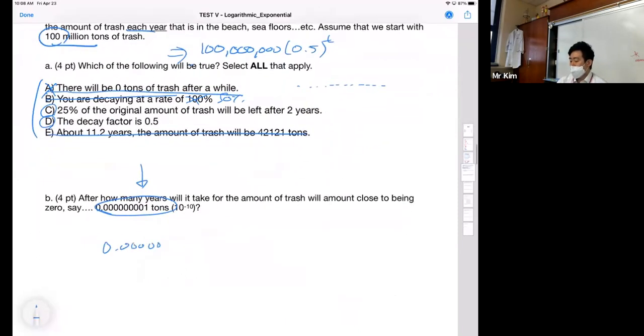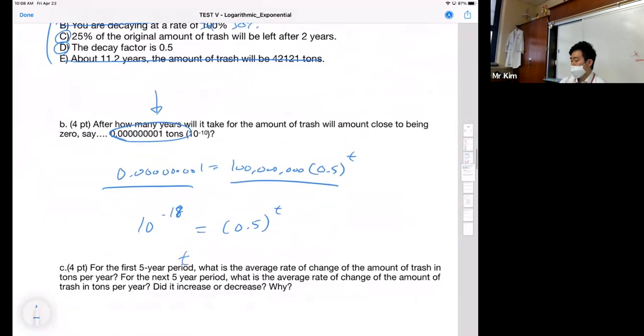I asked you to set this equal to the equation and solve for time. So that's all you have to do. Divide this away. You get about 10 to the negative 18th power is equal to 0.5 raised to the power of T. Solve it using logarithms. I think I can skip that portion.